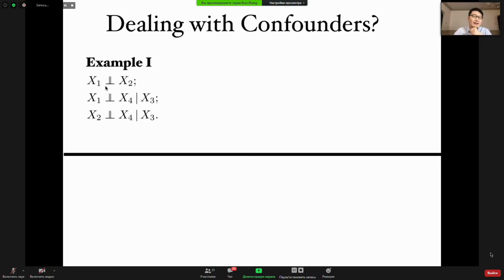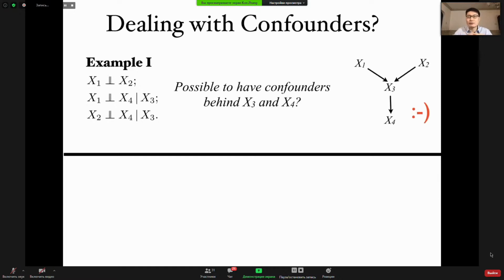Example 1. We see independence between 1 and 2, independence between 1 and 4 given 3, and independence between 2 and 4 given 3. Okay, this is the graph. Previously, we already have this. Now the question is, do you think it's possible to have a confounder behind 3 and 4? Yes or no? Is it possible to have this confounder C? The answer is no. Why? Because if you have this confounder, then x1 and x4 will not be d-separated by 3 because of this path. If you condition on 3, this path will be open. In other words, x1 and x4 will not be independent given x3 if you have this confounder. But now we know 1 and 4 are independent given 3. Then we know there is no confounder.